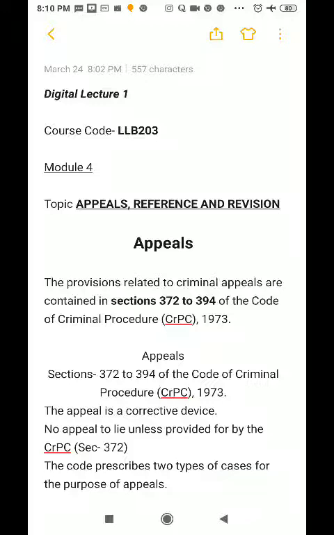In our previous classes, we have already learned about the basic concepts of CRPC, bail, arrest, bail bond, pre-trial proceeding, trial proceeding, judgment, etc. Today we shall gain an idea about appeals, reference and revision. Let us begin with the term appeal.